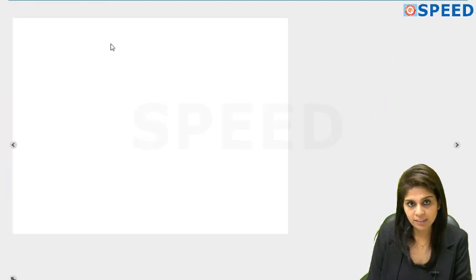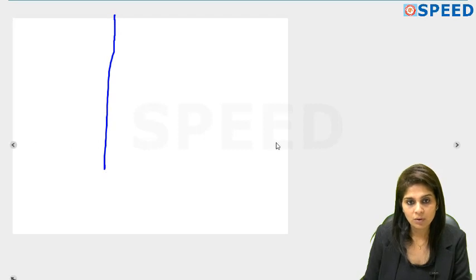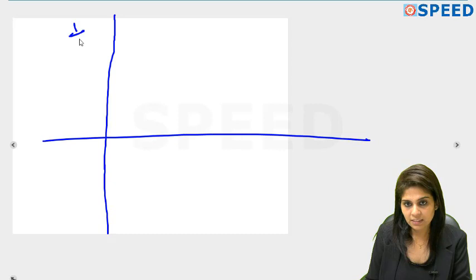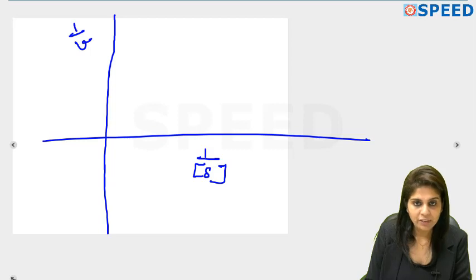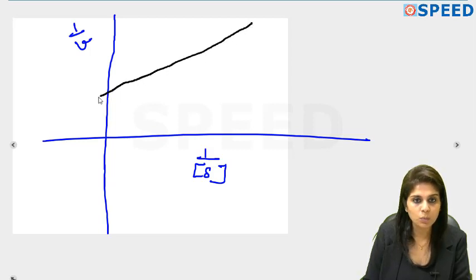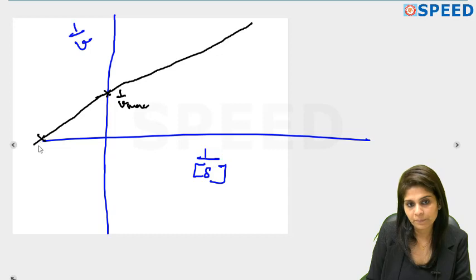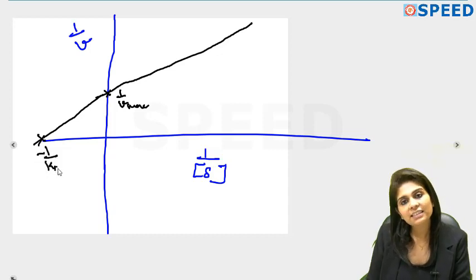It's a plot that is drawn with what along the y-axis? 1 by v along the y-axis and 1 by s along the x-axis. You definitely would get a straight line. And if you extend the straight line, it cuts the y-axis at 1 by v max and it cuts the x-axis at minus 1 by km. So what is the application of Lineweaver Burke plot?